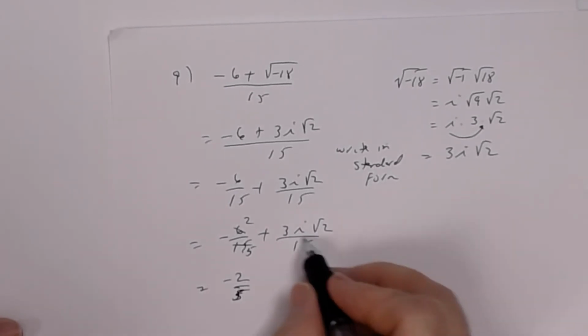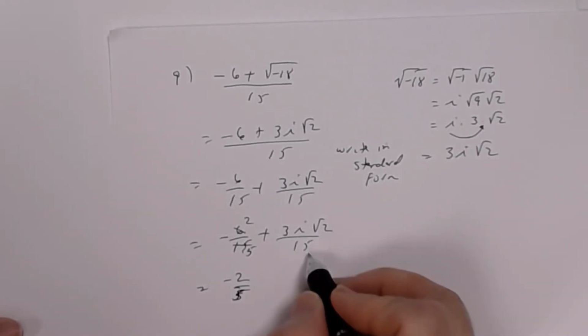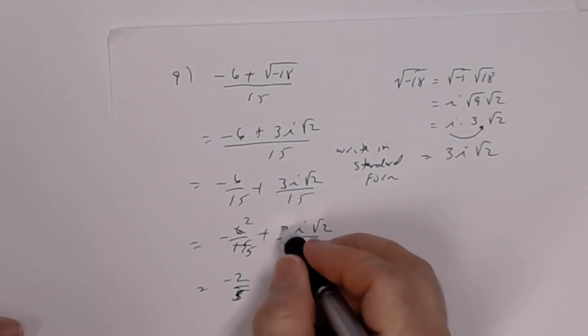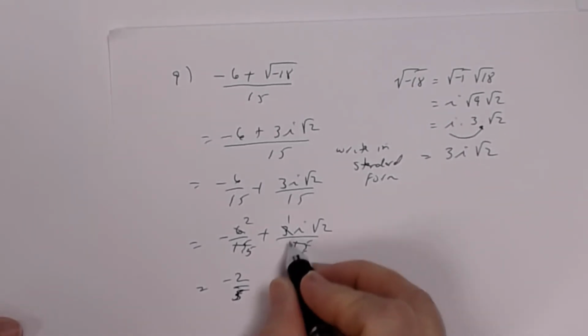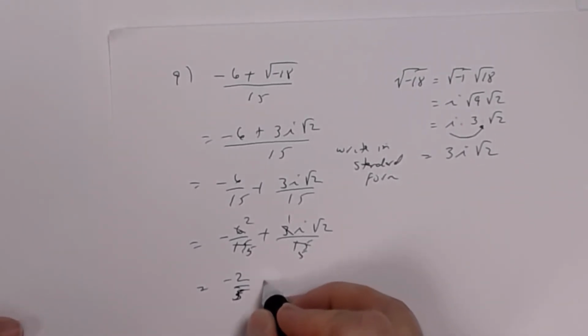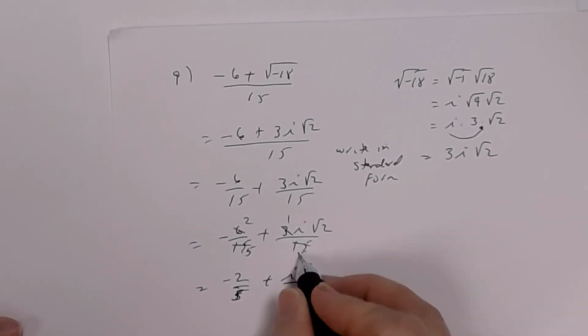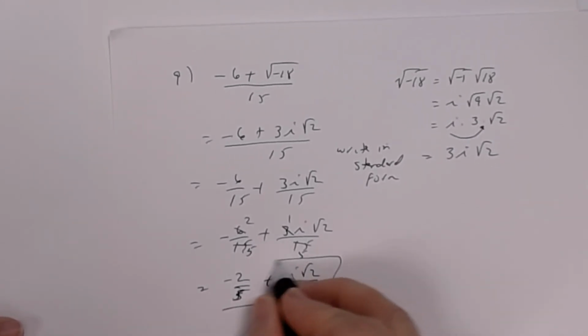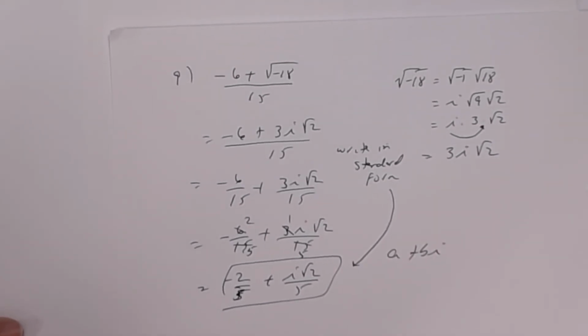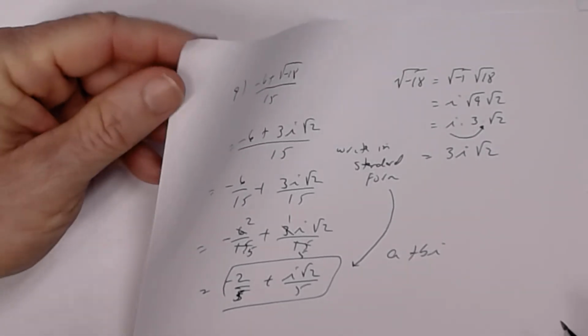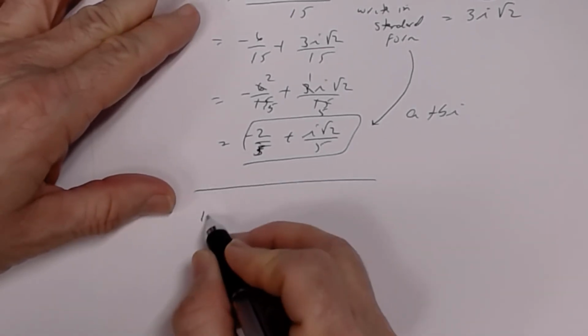Okay? And then over here, same thing. 3 and 15, the largest common factor is 3. So 3 divided by 3 is 1. 15 divided by 3 is 5. So I get 1i square root of 2, which is just i square root of 2, divided by 5. And so that's your standard form, a plus bi. Okay? All right, so that was number 9. And then real quickly, let's do number 10.